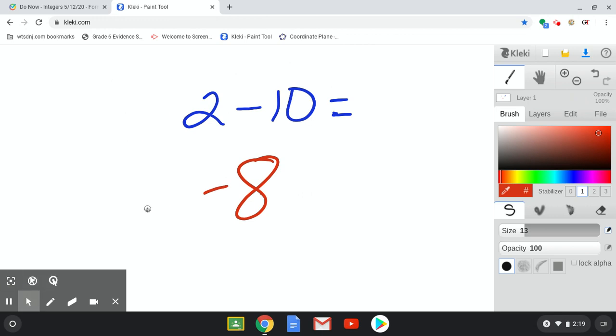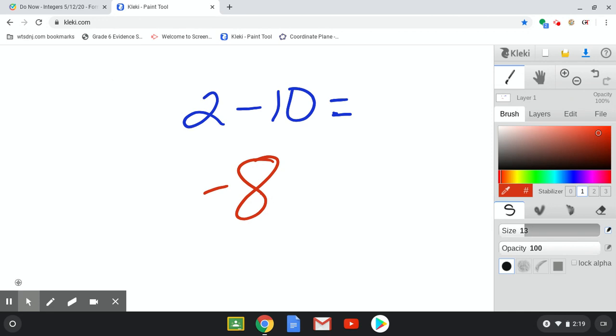Okay? So many students may look at this and say, oh, 2 minus 10, 8, and forget about the negative sign. You have to remember the rules. If you have $2 and you subtract 10, that's going to give you a negative answer. You don't have 10 to give away, right? You only had 2 to give away.